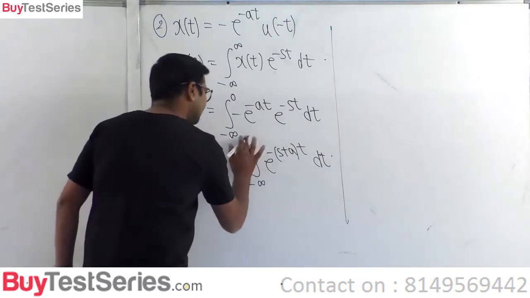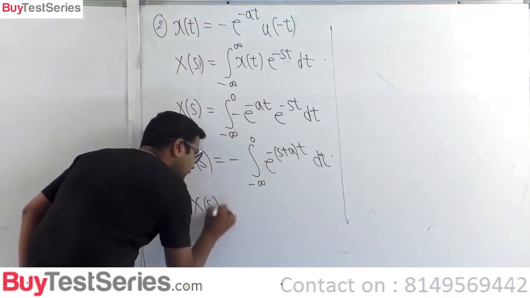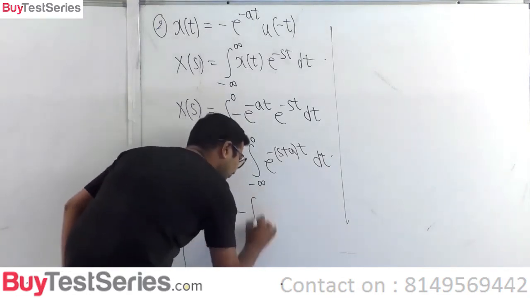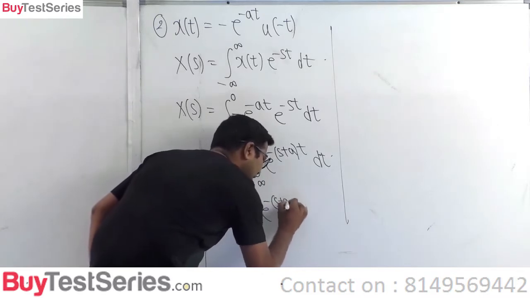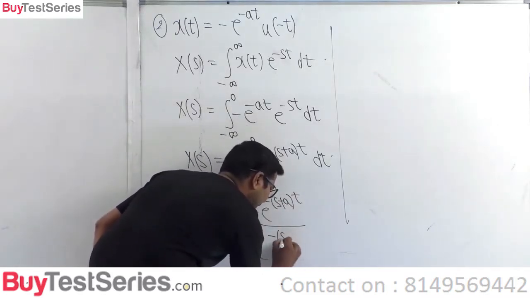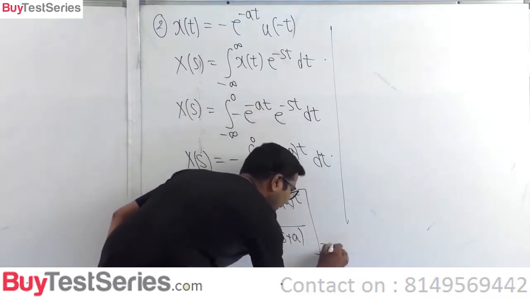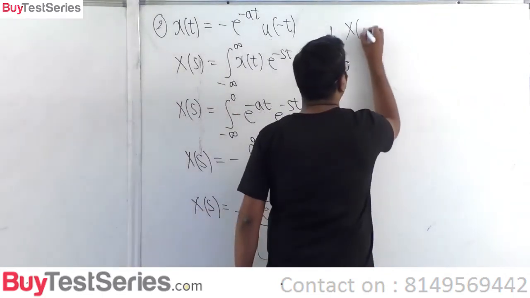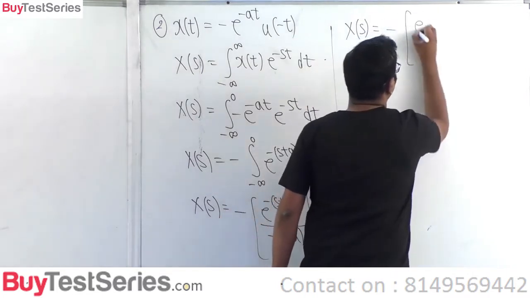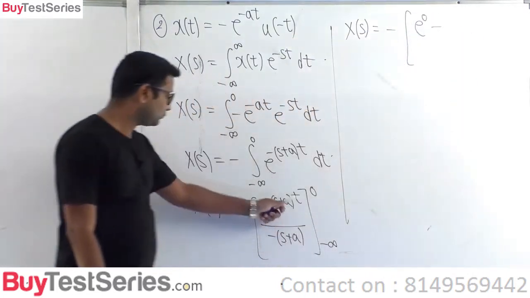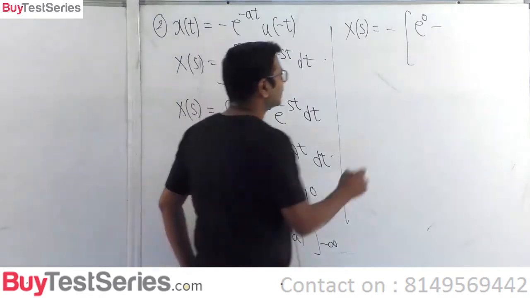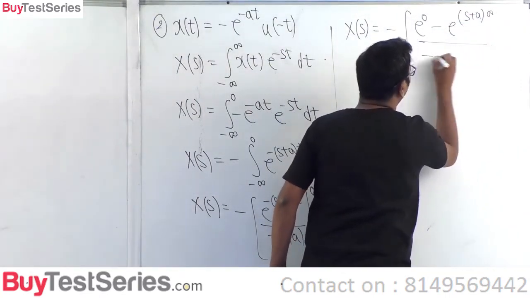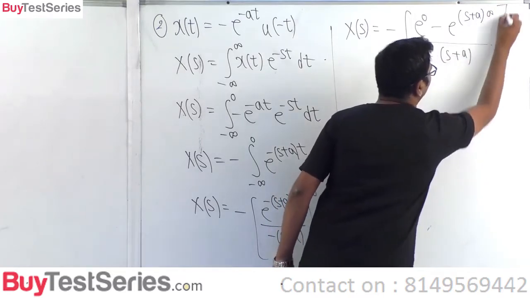I can further write this as capital X of s is equal to the integration, which will be e raised to minus (s plus a) into t divided by minus (s plus a), within the limit minus infinity to 0. Therefore, I can write down capital X of s as minus e raised to 0, upper limit is 0, minus e raised to (s plus a) into infinity, divided by minus (s plus a).